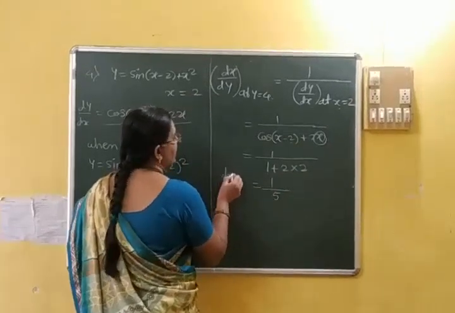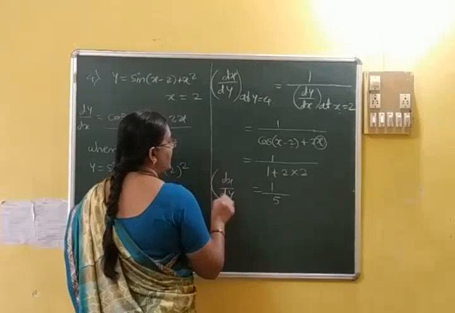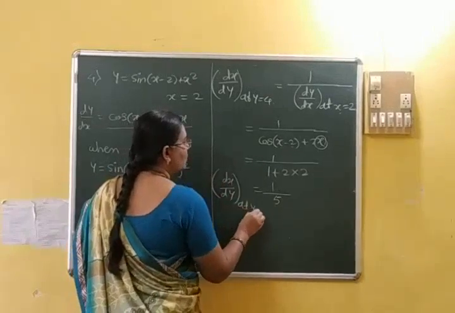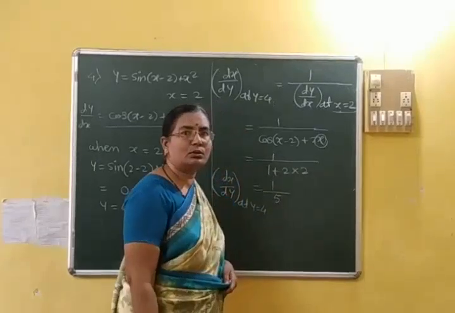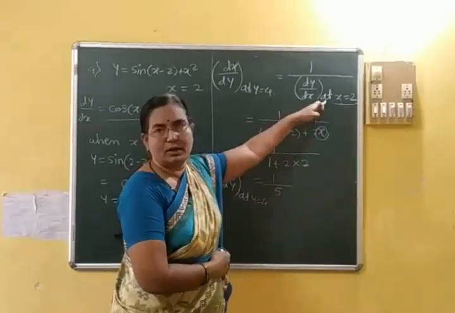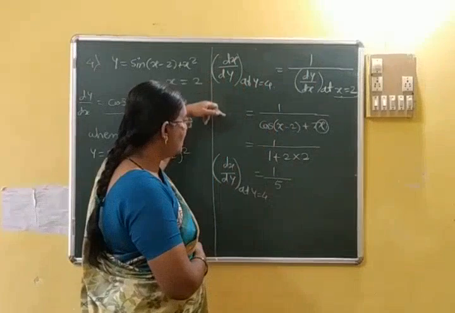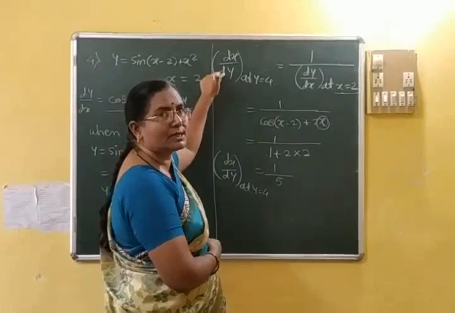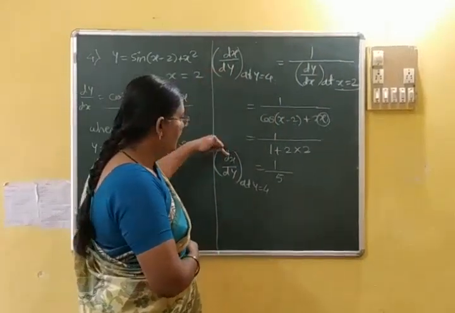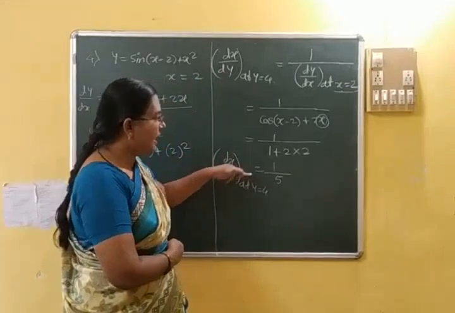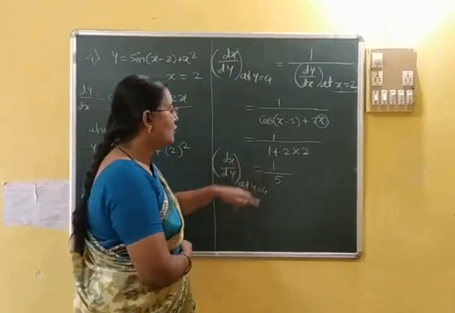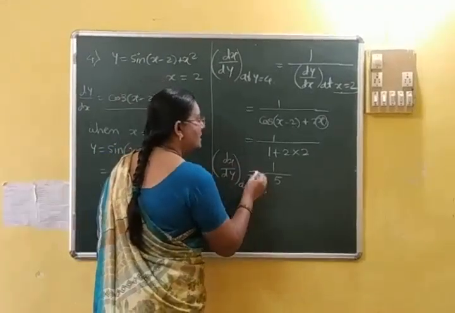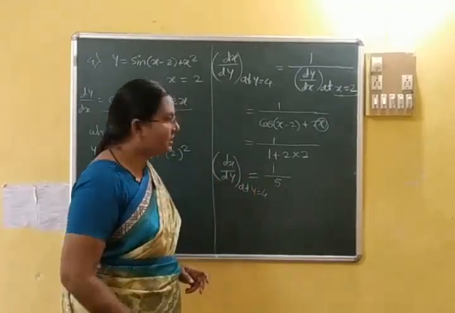So dx upon dy at y equal to 4, whenever x is equal to 2 is given to us, is the derivative of the inverse function of the given function. At that point y equal to 4, the value of that inverse function's derivative becomes 1 upon 5.